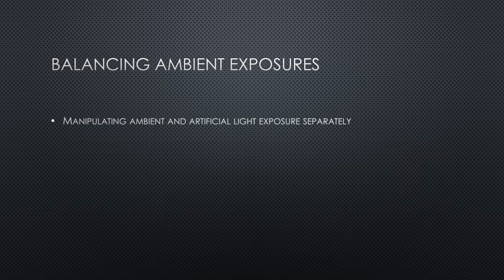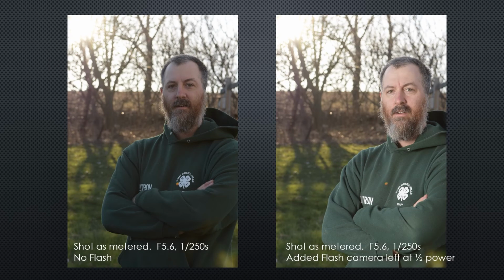Now let's take just one last run down the rabbit hole here. Anytime that we're using artificial light to illuminate our subject, we have the opportunity to balance the ambient light with the artificial light. So let's see what this actually looks like. This image on the left, I just shot the image as the scene indicated with no flash. On the right, I added a flash to the left side of the image. You can see that my left side is a little bit lighter than my right side. I dialed my flash back down to about half power so that it didn't make my left side super bright.